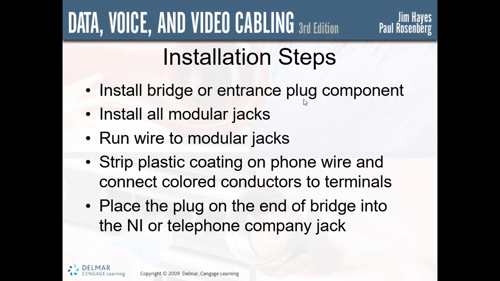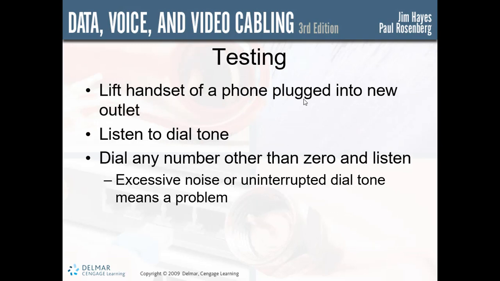Next we want to go over is the testing. After installing the wiring, the first step is testing it. Lift the handset, listen for a dial tone. Then dial any single number other than 0 and then listen. If you hear a lot of excessive noise or if the dial tone cannot be interrupted, then you have a problem. Attempt to locate it by using the following troubleshooting guidelines.